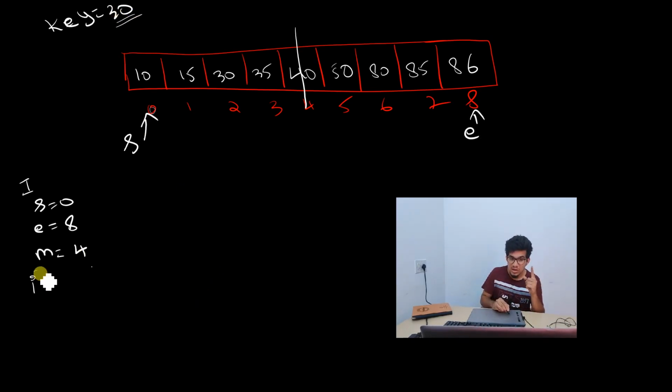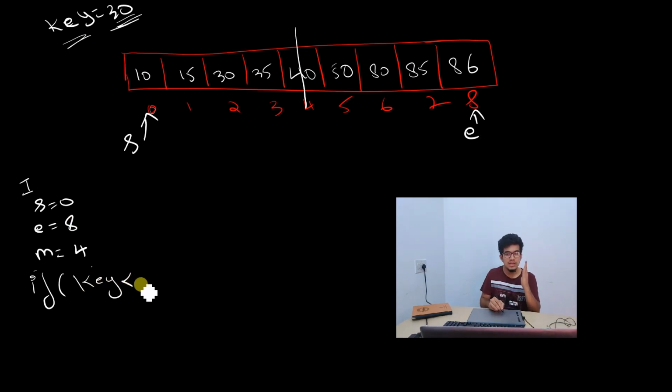Yes. That's how I'll check: if 30, where is 30 stored? In the key. If the key is less than AR of mid, what is AR of mid? AR of 4, right? The mid value is 4. That is the mid index. What is AR of 4? AR of 4 is 40. What is the key? 30.